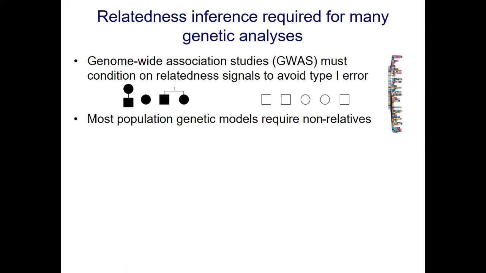And so it's very important that we characterize relatedness as we conduct genome-wide association studies. Additionally, most population genetic models require that the analysis be performed on non-related samples. So we have to characterize relatedness in order to filter out the relatives from these.